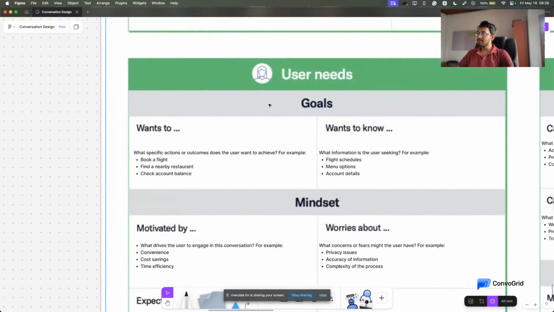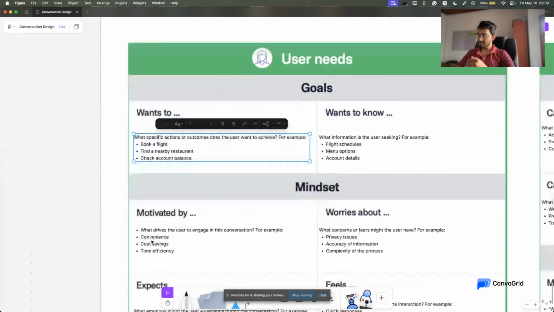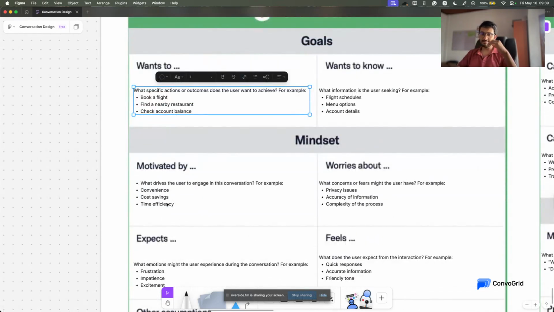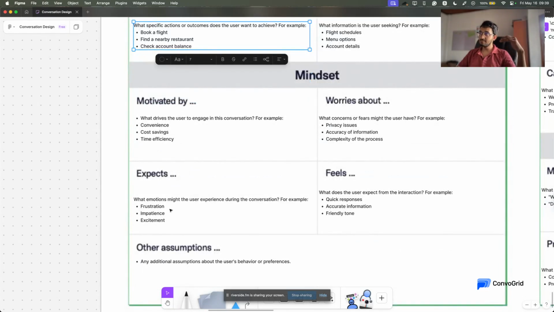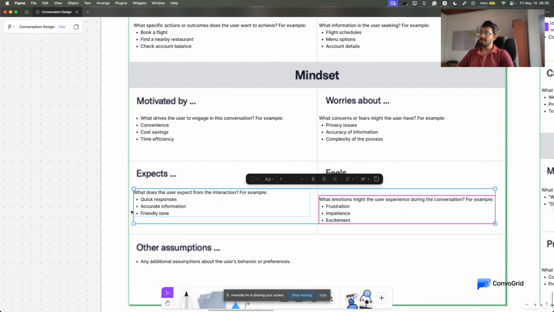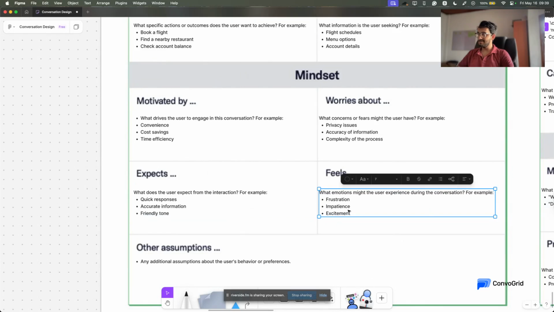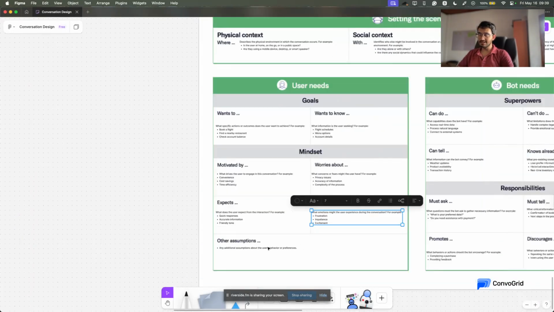And also talking about the goals, we have what the user wants to achieve, specific actions or outcomes, what information the user wants to get, what the user is motivated by, why he is actually engaging with this conversation, what concerns or fears he may have about the system, also what he expects and experiences through this. Let's just wrap these two: what the user expects from this system and what emotions he may have when using the system. And in terms of other assumptions, this can be any other assumptions that the user may be having.